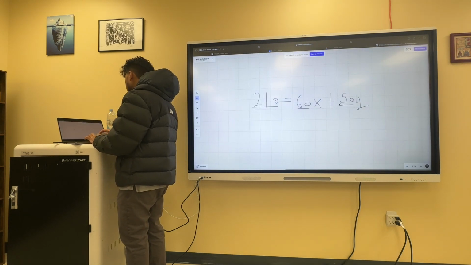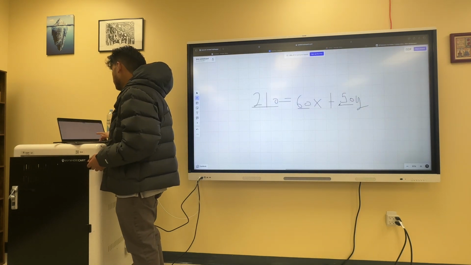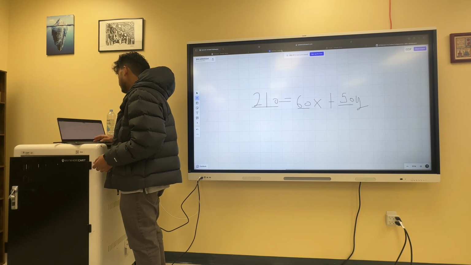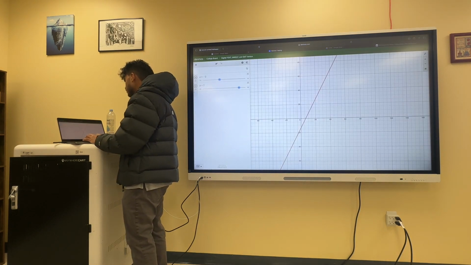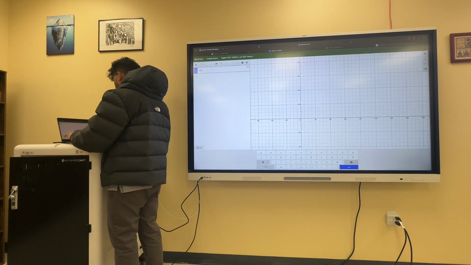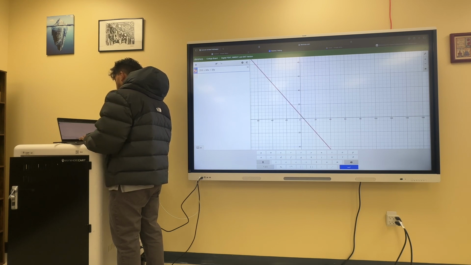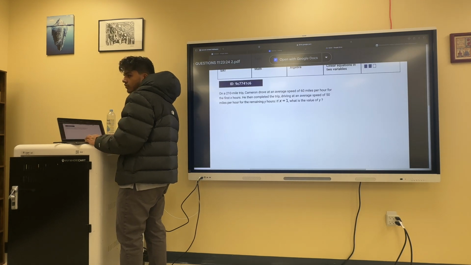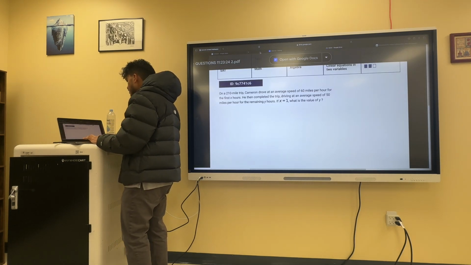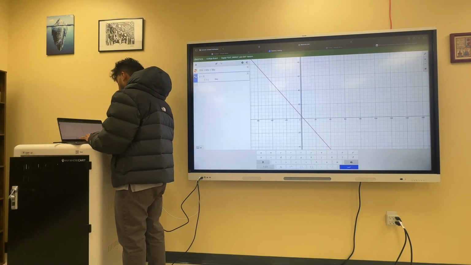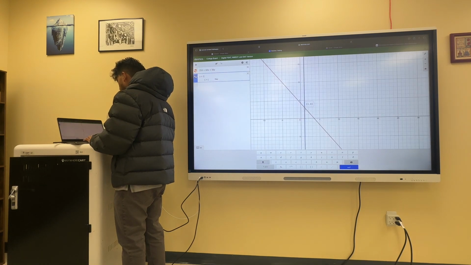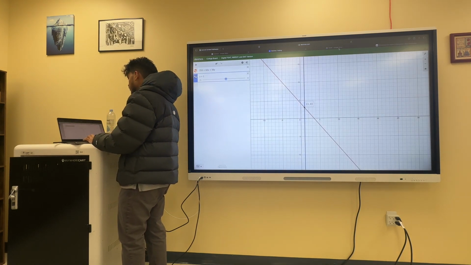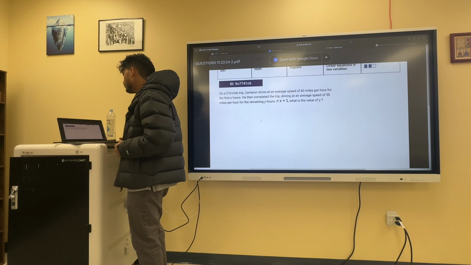Okay, so now that we're given this, we can just plug this into Desmos, right? And so we can just say 210 equals 60X plus 50Y. Okay. You're given that X equals 1. You just plug that back into Desmos. And what's your value of Y? Our value of Y is 3. And so that's why the value of Y is 3.